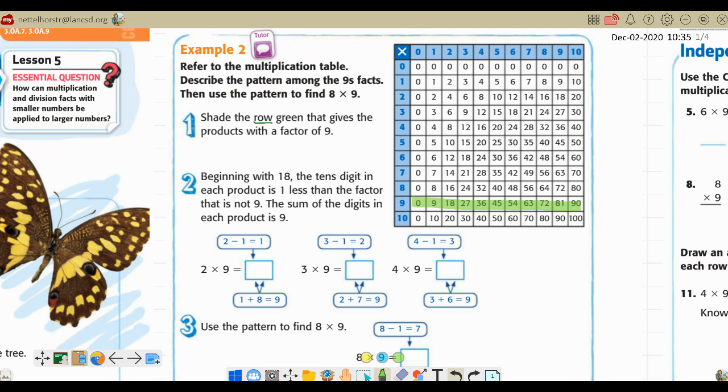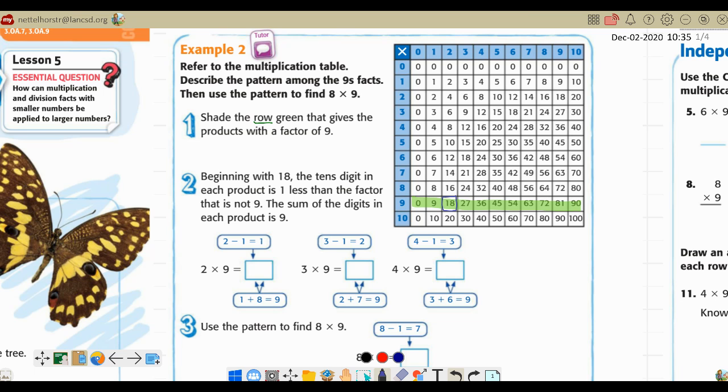Okay, so let's look at that more closely. Let me pull up another color here. Let's see, I wonder what'll show up well. I'll use this weird orangey color. Oh, look, there's my purple back, purplish. It looks really blue. We'll go with that one. Okay, so beginning with 18. So here's 18 right here. The tens digit in each product is 1 less than the factor that is not 9.